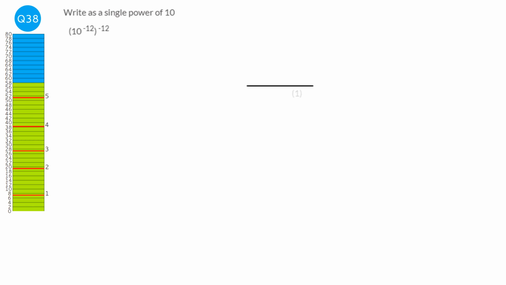The rules of indices state that if you have a power inside and outside of a bracket, we just multiply them together. So it's 10 to the power of minus 12 times minus 12. Two negatives make a positive, and 12 times 12 is 144.